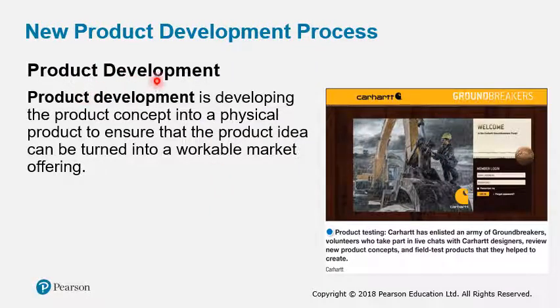Stage number 7 is product development. Only when everything goes right do you start to develop the product physically. Remember all those steps just now, you don't have the physical product yet. Everything is just an idea, a concept of it, and a description of it. It could be in 3D drawings, or just on video, in multimedia. Those are during the concept testing and so on. But here in product development, this is when you actually build or make the product into a physical product, to make sure that the idea just now can be turned into a workable market offering.